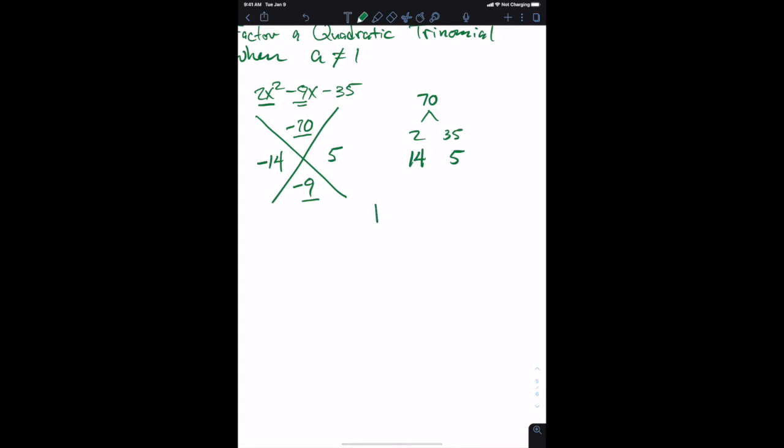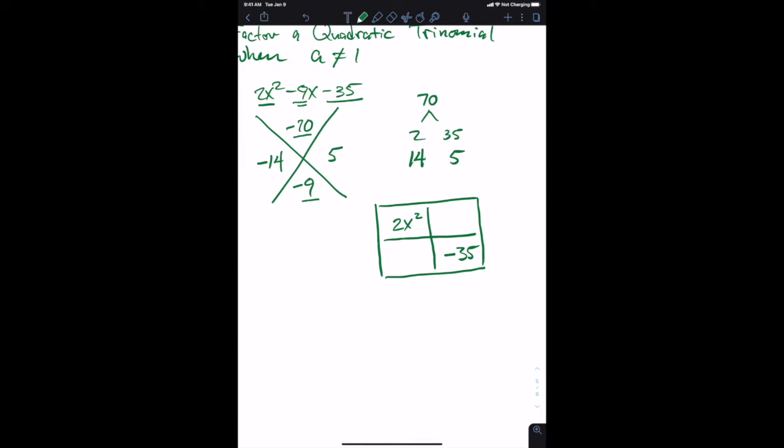So now we're going to go to using an area model, and the area model is going to look like this. On the inside, we're going to load it specifically this way. The first coefficient, 2x squared, is going to go in the upper left-hand part of the box. The last term, negative 35, is going to go down here in the lower right-hand corner.